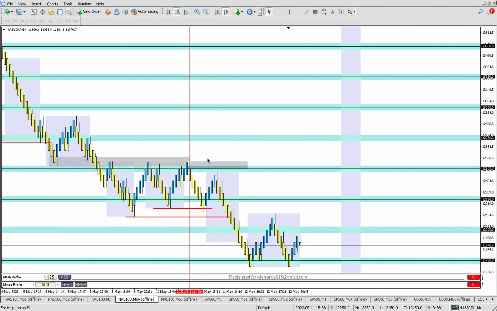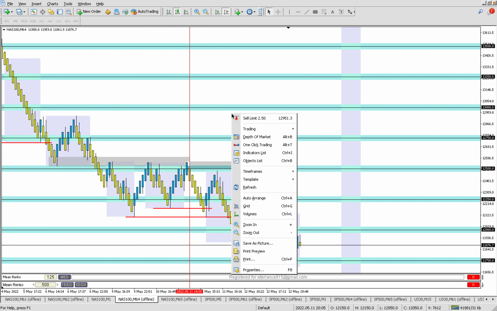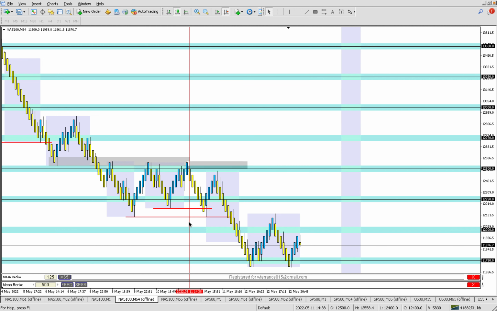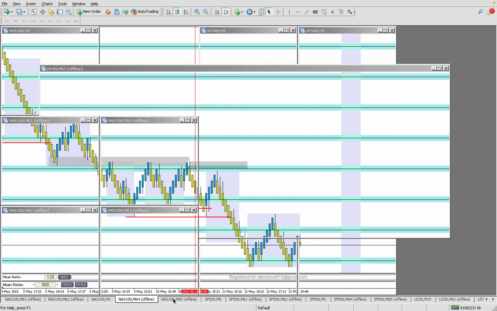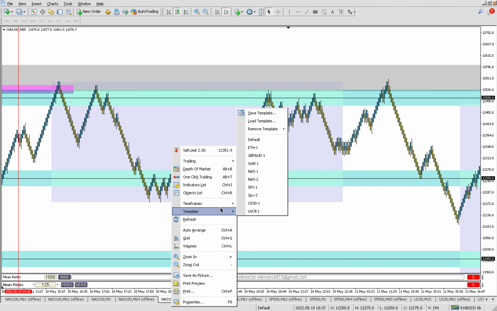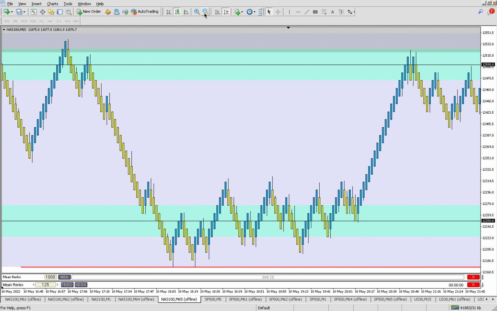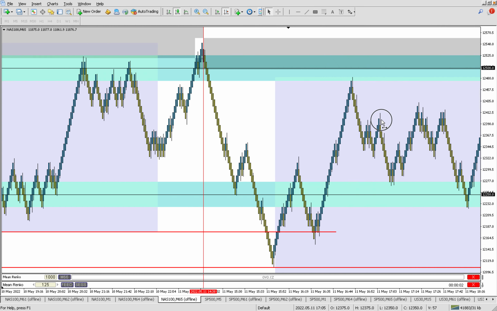So, area of interest, the structure was broken to the downside. We're gonna save the template again. NASDAQ, replace it. Again, this is May 11th. Cool. And now go back to that lower scale. Load that template. Minimize this. And here we are.